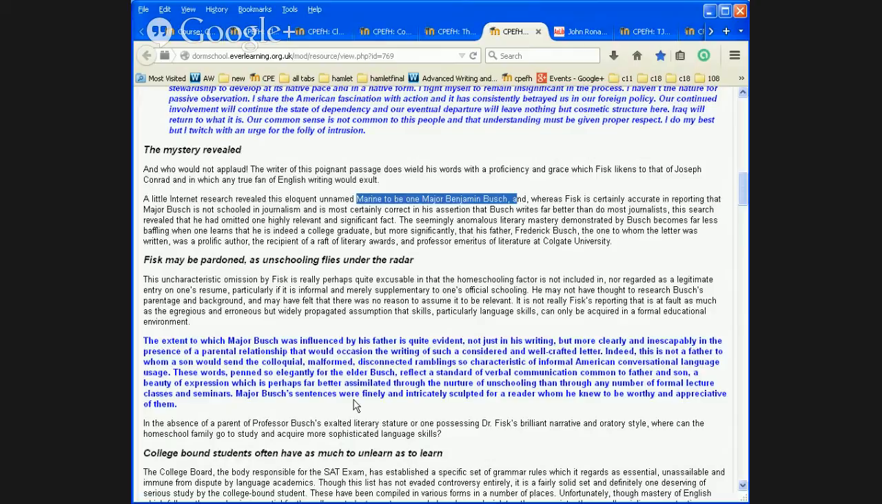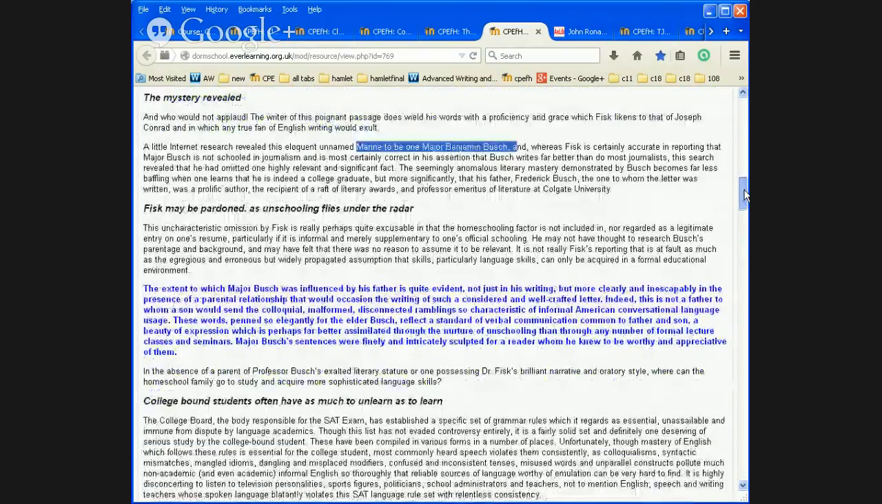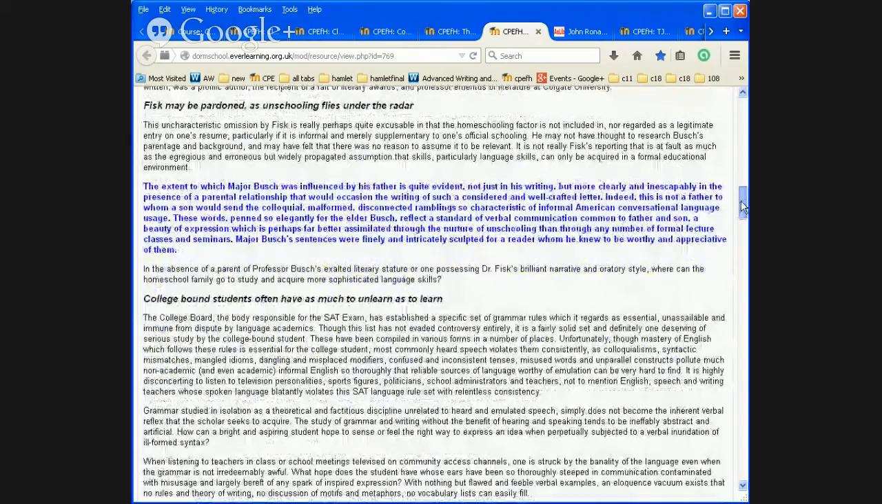Major Bush's sentences were finely and intricately sculpted for a reader whom he knew to be worthy and appreciative of them. Okay, so you see the point I'm trying to make in there. Anyway, I recommend following the work of Robert Fisk.